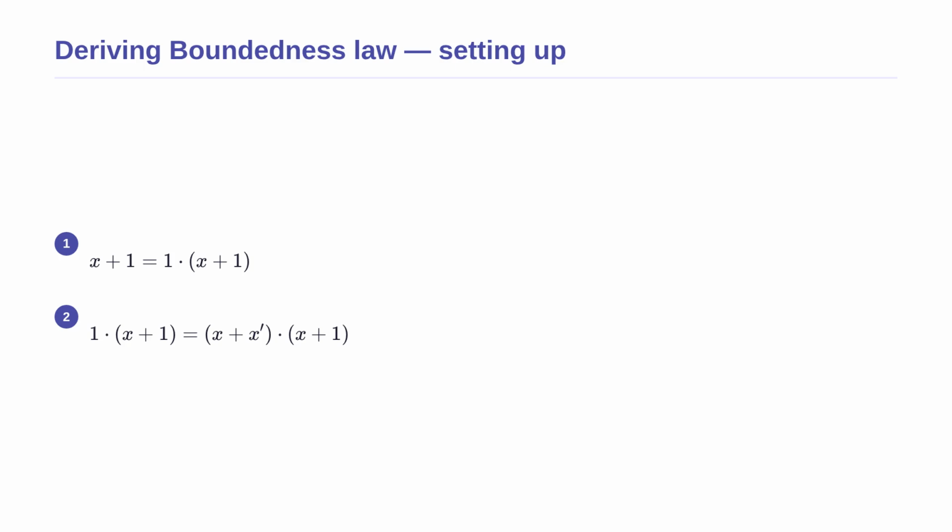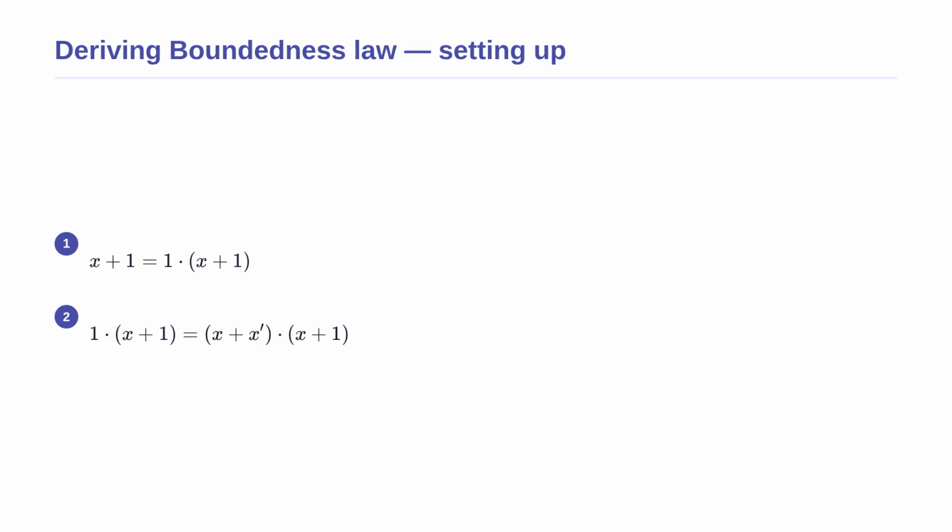Having proven the idempotent law, let us tackle another important proof, the boundedness law for the OR operation. This law states that x plus 1 equals 1. This means if you OR any variable with a guaranteed true statement, the result is always true.